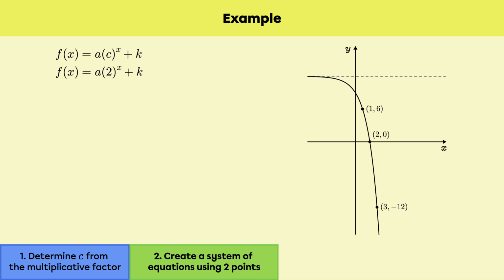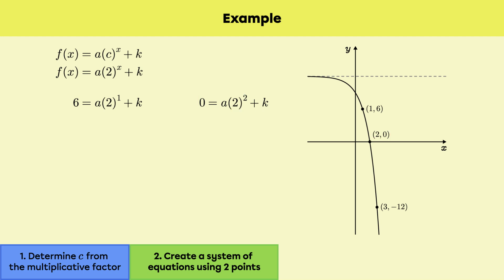Next, we have to find the values of parameters a and k. Since we do not know the equation of the asymptote, we cannot use it to determine k. We can't directly find parameter a either. Since we have 2 unknowns, we can create a system of equations using the coordinates of any 2 points. Let's start with the point (1, 6). By replacing the coordinates of this point in the rule, we get 6 equals a times 2 to the power of 1 plus k. For the second equation, if we take (2, 0), we get 0 equals a times 2 to the power of 2 plus k.